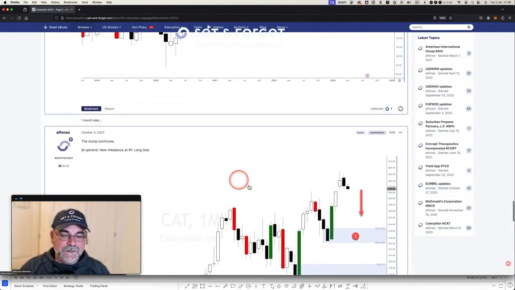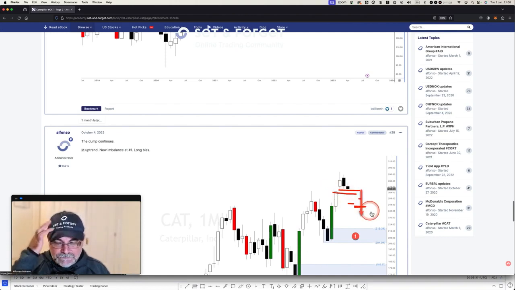yes. It's insane. I mean, on October 4th, I said the dump of this stock continues. Monthly uptrend, new imbalance at 1, long bias. We're waiting for it. The arrow tells us; this is an arrow for dummies. Okay, we are waiting for this. If you go long here, you are, I don't know, something wrong in your head. If you are using imbalances, and you know what the rules are, buying here is stupid.